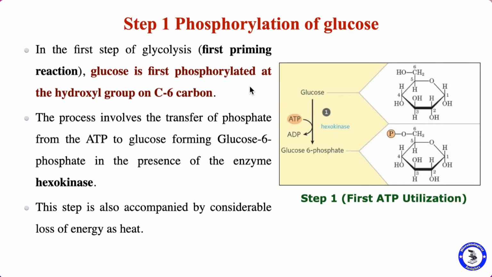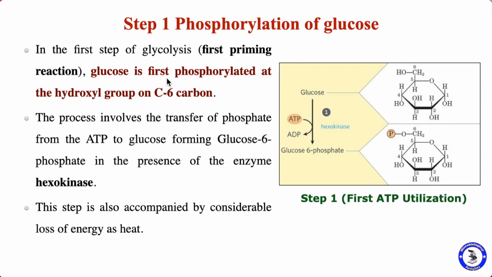Let us see each step in detail. Step 1. Phosphorylation of glucose. In the first step of glycolysis, phosphorylation occurs. And this is the first priming reaction. In this step, the first ATP molecule is utilized. So what happens here is, this is the structure of the glucose molecule.